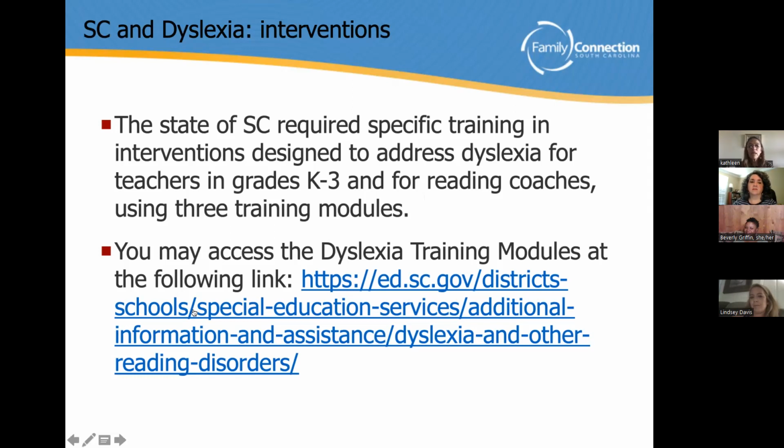So these modules are on the South Carolina State Board of Education website, and you can follow this link. There are 3 modules where you can see what teachers were taught. You can see the information that teachers were given to help them design programs. And this is general education teachers too, so if your child has not been identified yet or whatever.